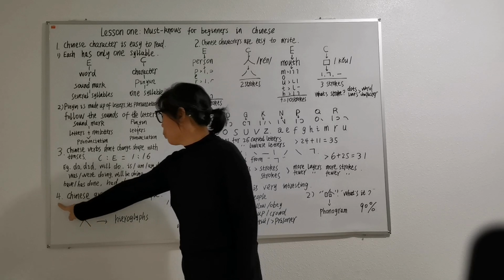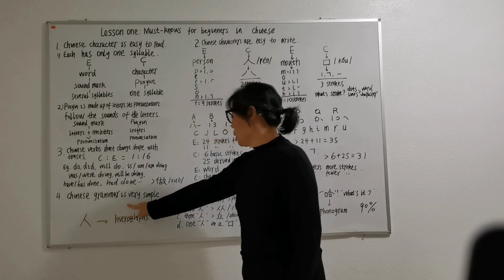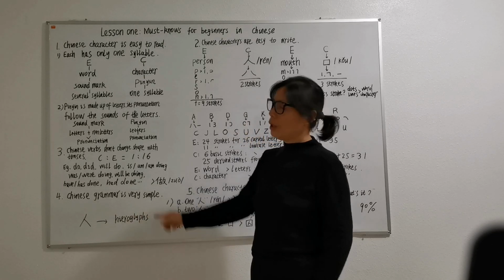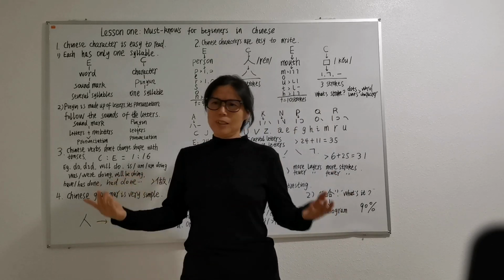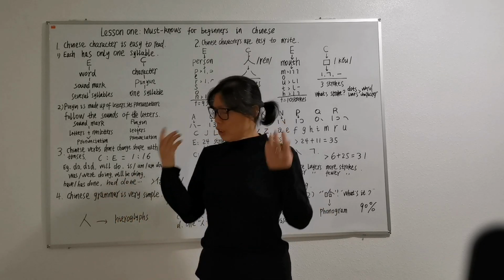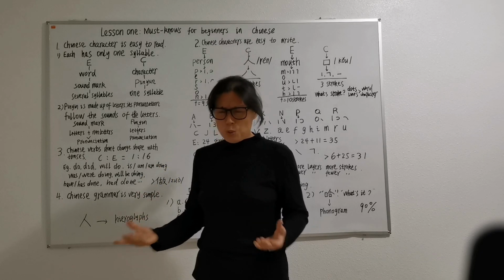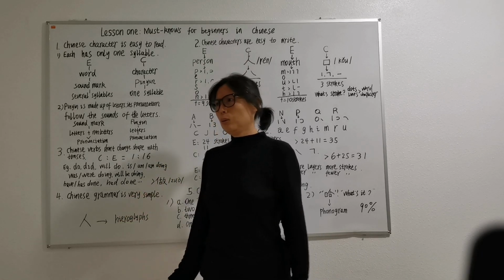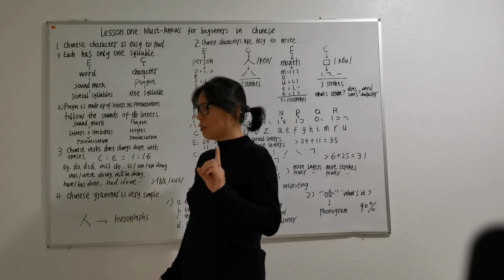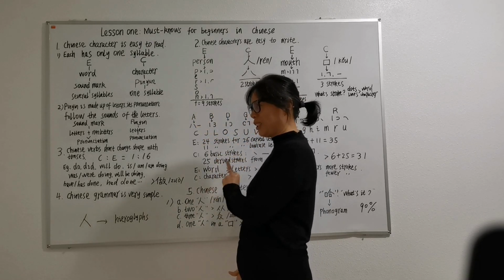But we move to number 4. Chinese grammar is very simple. I don't need to offer any evidence, any reason, because it is truth. It's very, very simple. It's surprising. When you go on to learn Chinese, you will find this point.